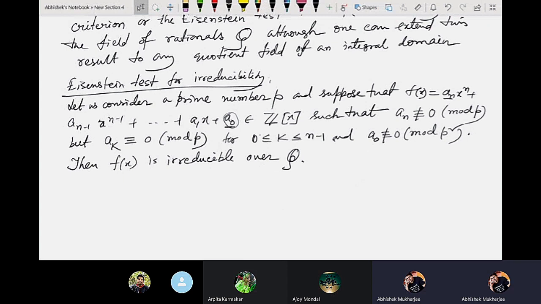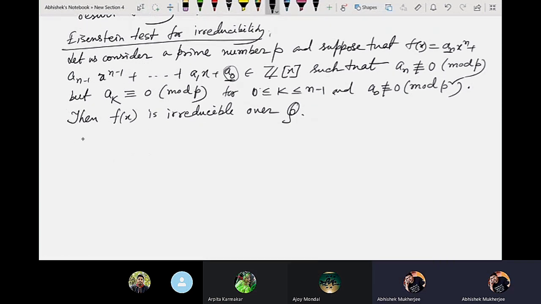So one can conclude that f(x) is irreducible over Q. So this is a test for irreducibility over Q. So how the proof goes, let us see. To show that, we need to show that f(x) is irreducible over Q.